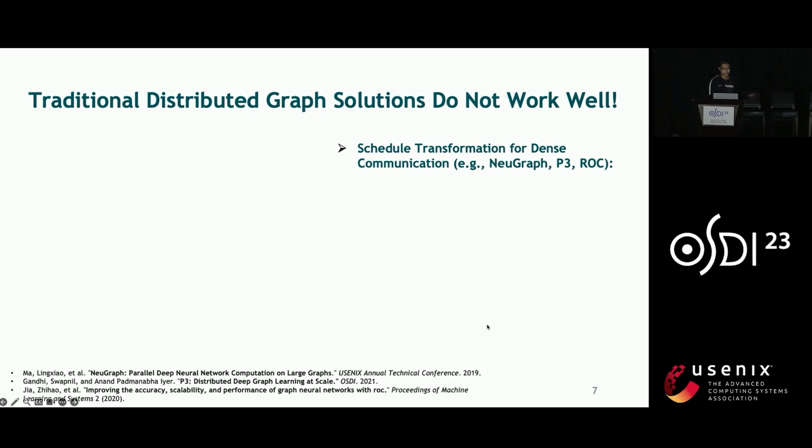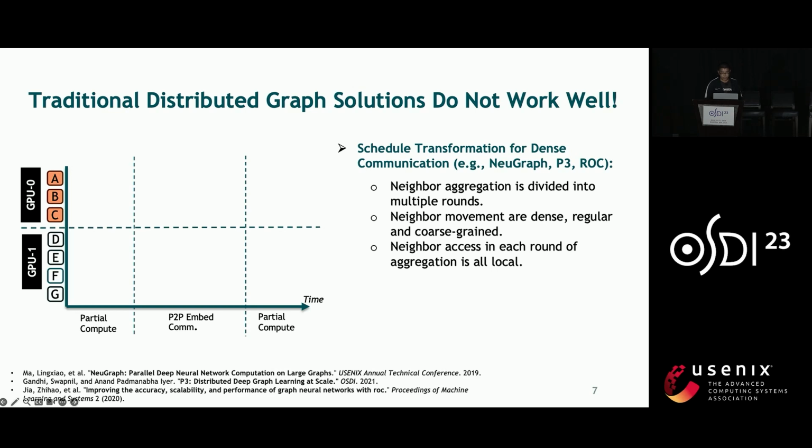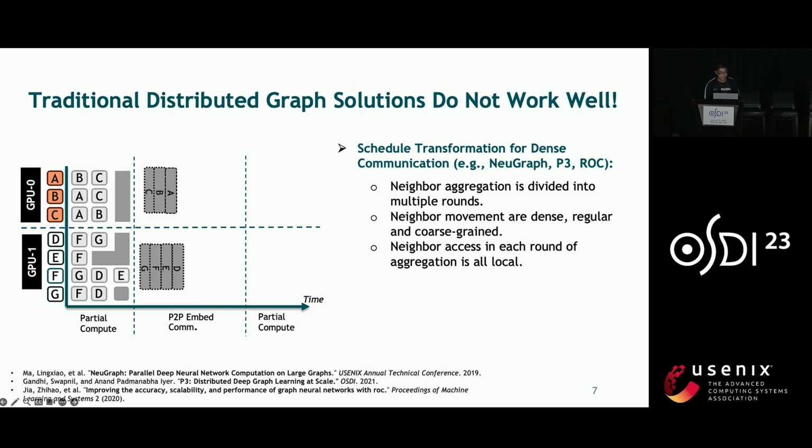This type of solution features schedule transformation for dense communication, for example, NeuGraph and P3. And they count on existing libraries such as NCCL or Horovod to handle the communication. As exemplified on the left-hand side, we have two GPUs where the neighbor aggregation of each node is decomposed into three major phases, where the first phase performs partial aggregation on the local neighbors, and the second phase focuses on the swap of the neighbors between GPUs.